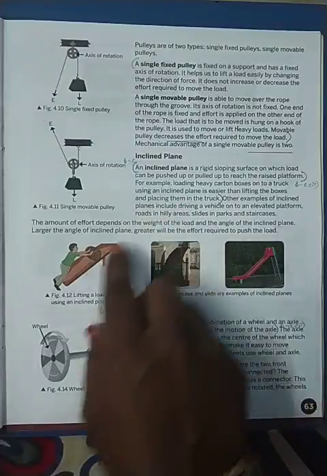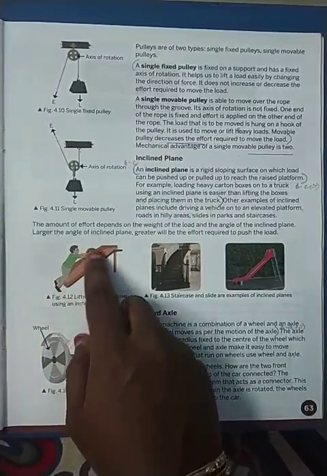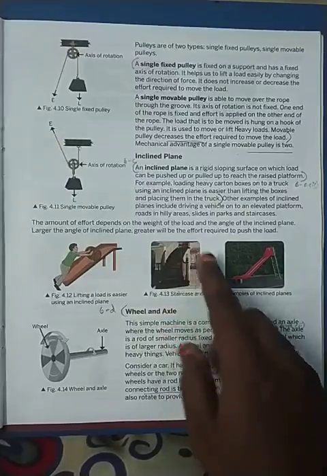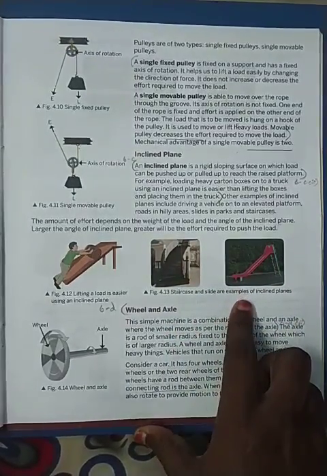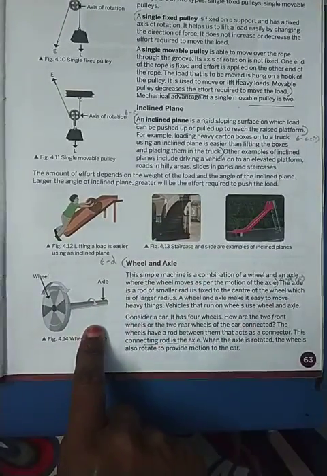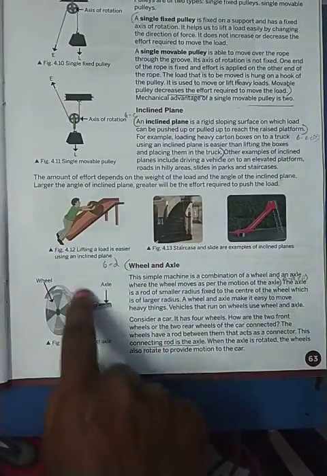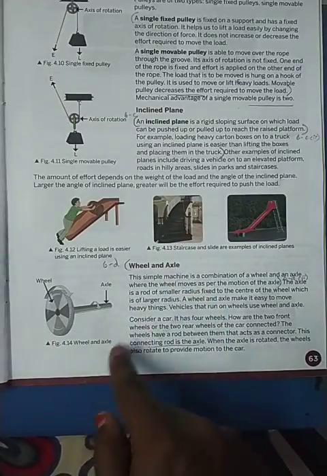Then the inclined plane. You know how, to lift heavy objects, we can use the inclined plane, like our staircase or the slides which we see in the parks. Wheel and the axle, obviously you know what the wheel is. The wheel is a simple machine and the axle is the axis of rotation.